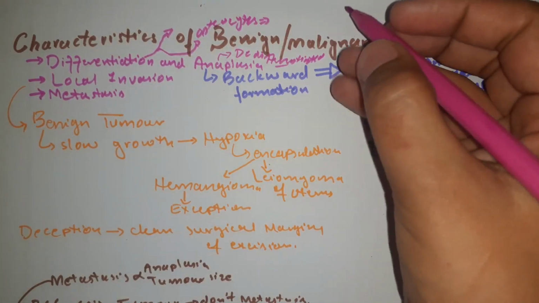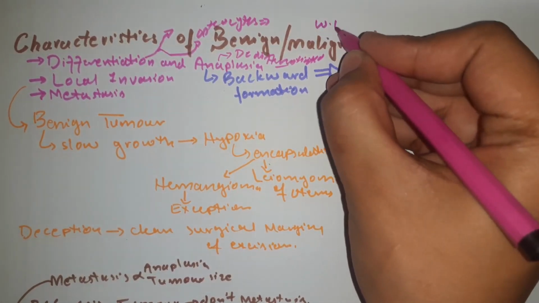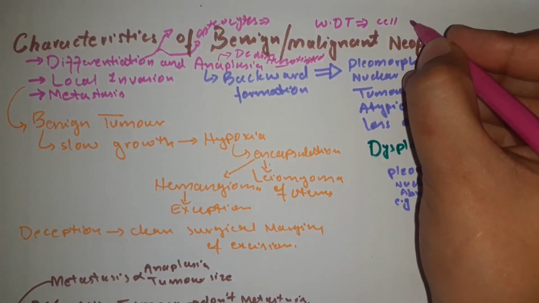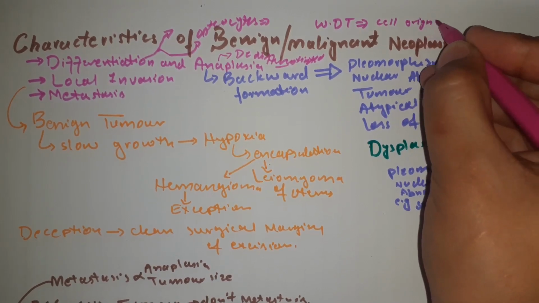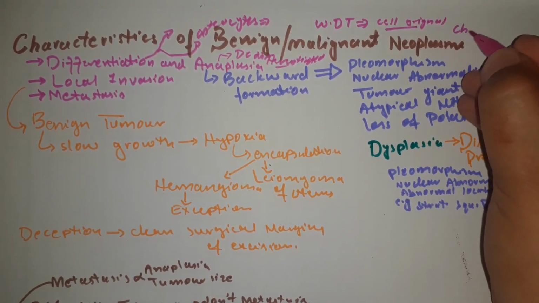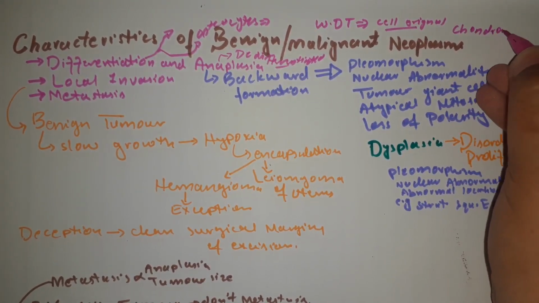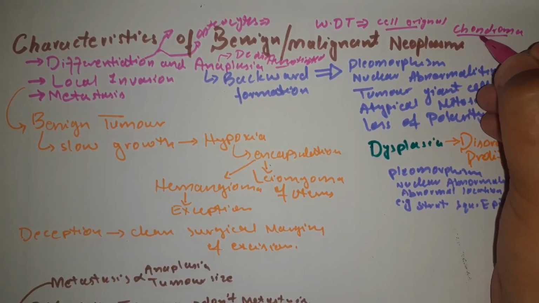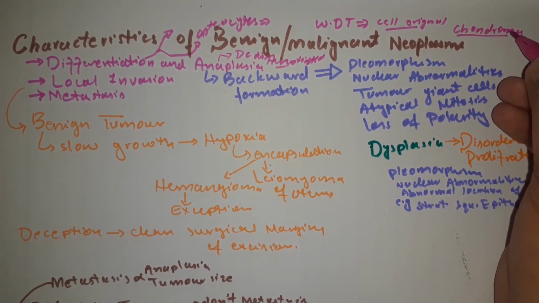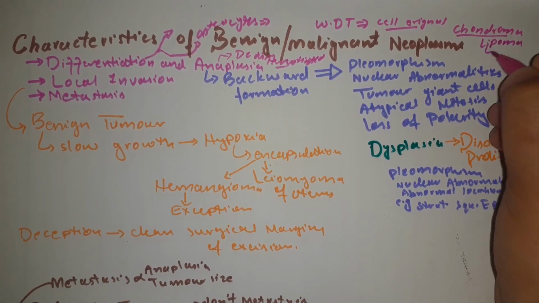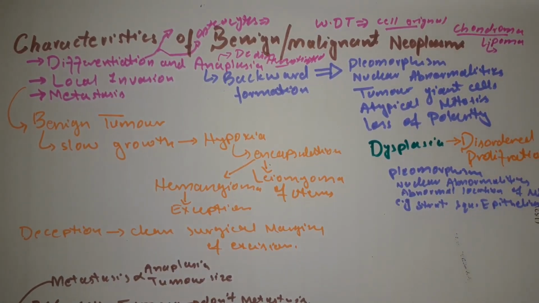A well-differentiated tumor is a tumor in which the cell resembles the original cells, or the cells from which the tumor arises. For example, we take an example of chondroma. Chondroma is the benign tumor of cartilage. So in the chondroma, cell will resemble the chondrocytes or the cartilage forming cells, and in lipoma, cell will resemble the lipid cells or adipocytes. Okay, so these are the examples of the differentiated tumors.